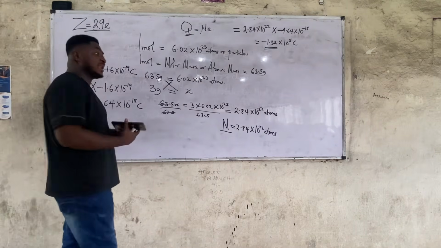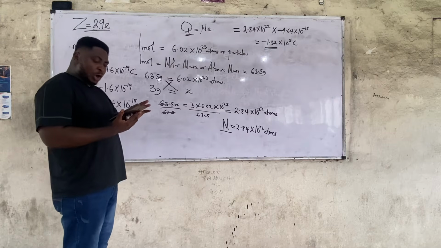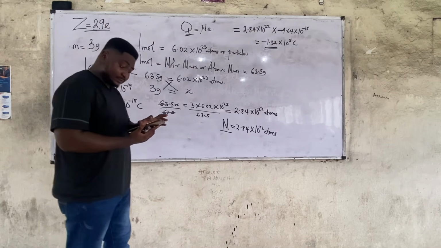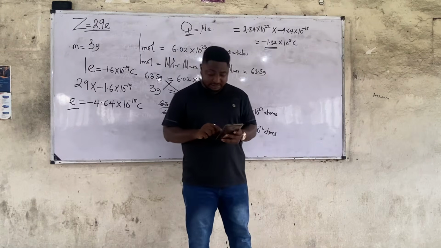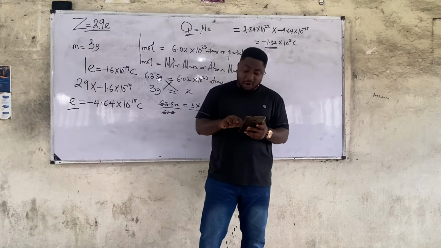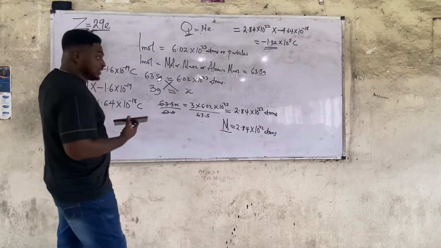Class, we are coming again now. Second explanation. Looking at the question, a small copper plate has a mass of 3 grams. The atomic number of copper is Z equals to what? 29. They give us the atomic number of copper, Z is 29.